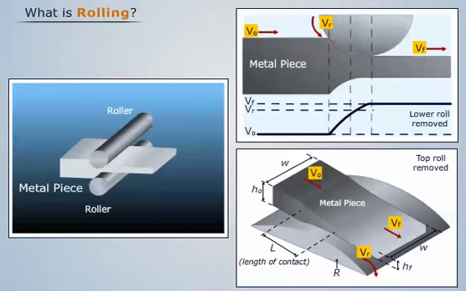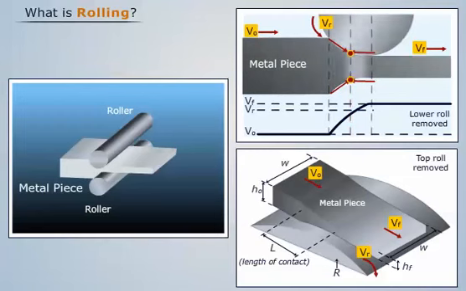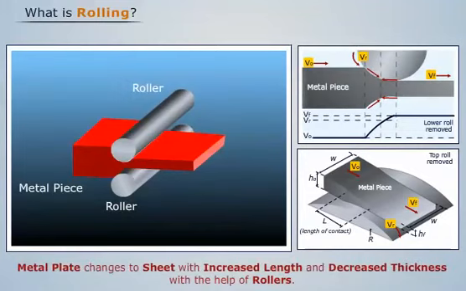In the first part, frictional force acts in the direction of the metal sheet, while in the second part, frictional force acts in the reverse direction. At the interface of these two parts, speed of the metal plate is equal to the speed of rollers. This point is known as no-slip point. Here, the metal plate changes to sheet with increased length and decreased thickness with the help of rollers.